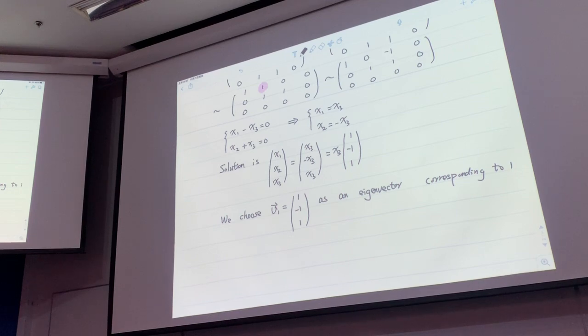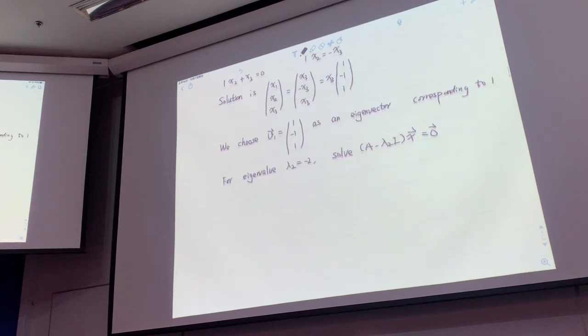So here I also reviewed how to find the eigenvalue and their corresponding eigenvectors. For eigenvalue lambda 2, we do the same thing, but I omitted details here, okay? For lambda 2 equal to negative 2, we need to solve this homogeneous equation (A minus lambda 2 I) x equal to 0. Due to time limitation, I omitted details.